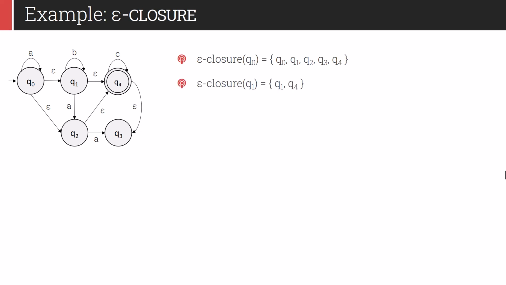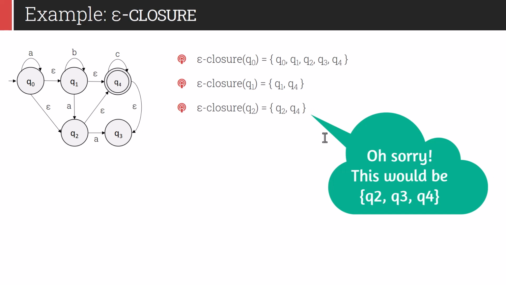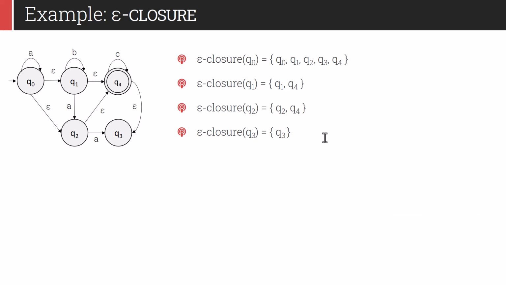From Q1 we can only move to Q4. So epsilon closure of Q1 would be Q1 and Q4. From Q2 there is only one transition on epsilon move, that is Q4. So epsilon closure of Q2 would be Q2, Q4. For Q3 there is no epsilon transition anywhere, so only Q3 will be in epsilon closure of Q3. For Q4 we have a transition to Q3, so Q3, Q4 will be in the epsilon closure of Q4.